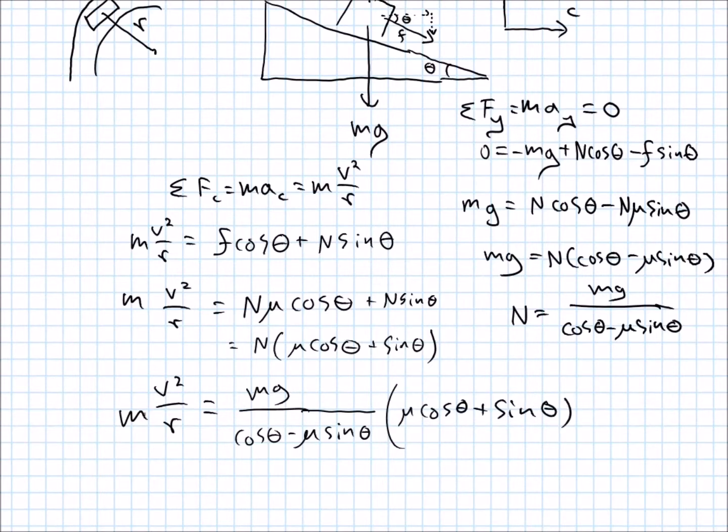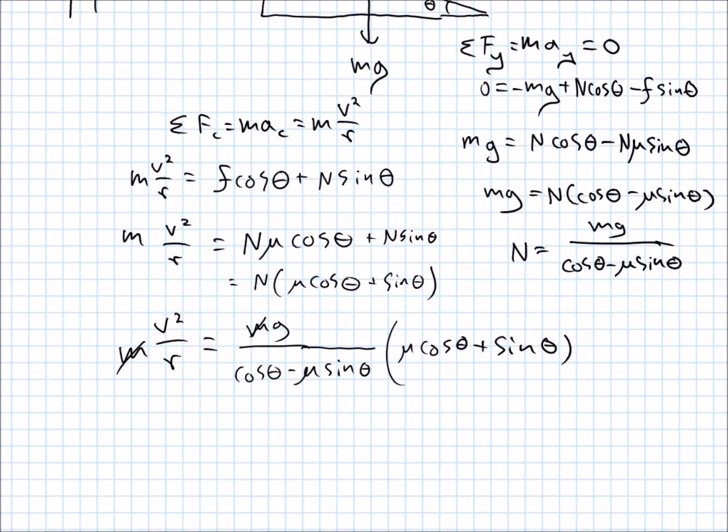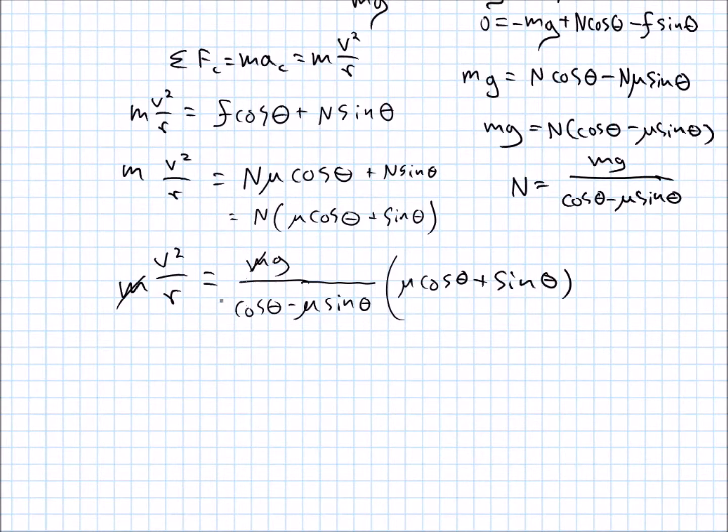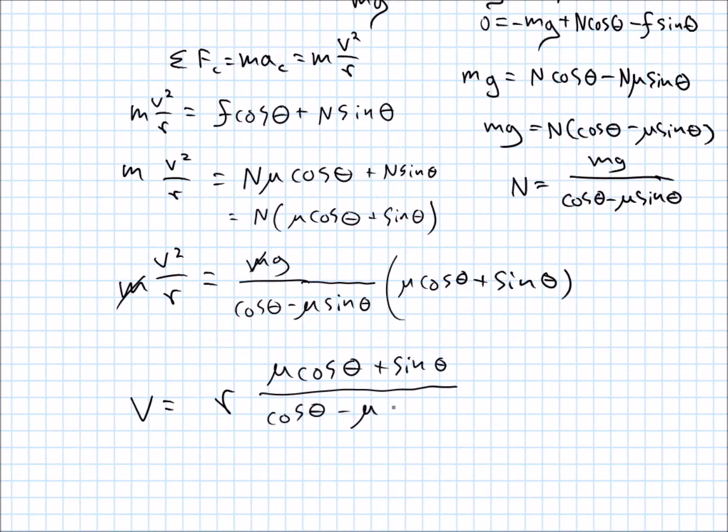Now I see my masses cancel out on both sides, which is good, because we didn't know it. And I multiply over this r, take the square root, and I get that v is equal to r times mu cosine of theta plus sine of theta over the cosine of theta minus mu sine theta, and the square root of all that.